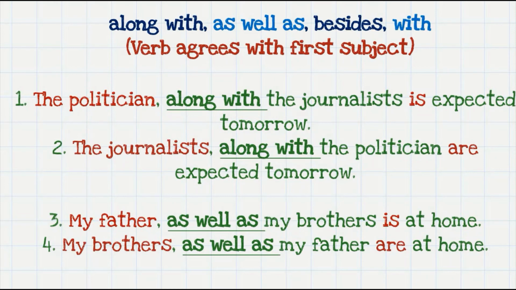My father as well as my brothers. Now here my father is a singular subject, my brothers is plural, but because they are joined by as well as, the verb agrees with the first subject, that is my father, and hence it is singular. However, if the order were reversed again, my brothers as well as my father. So now here my brothers is the first subject, it is plural, and therefore the verb will be plural.